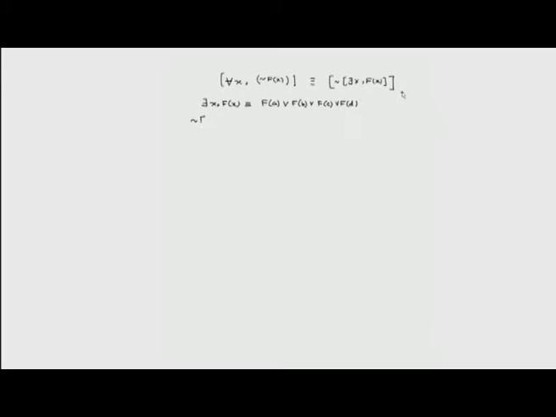Not of there exists x f x is equivalent to not of f A or f B or f C or f D, which is equivalent to, by De Morgan's law, not of f A and not of f B and not of f C and not of f D, and which is of course equivalent to for all x not of f x.